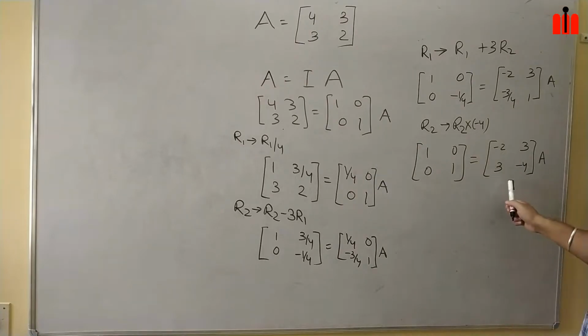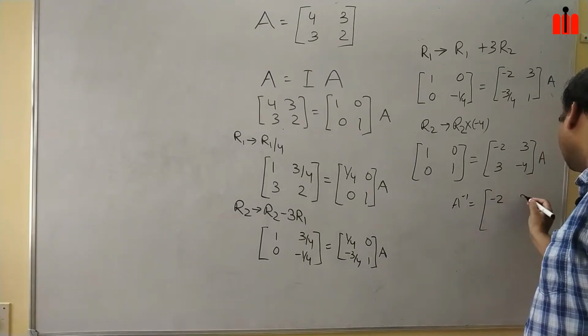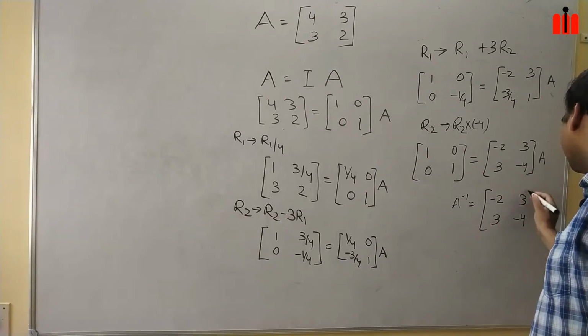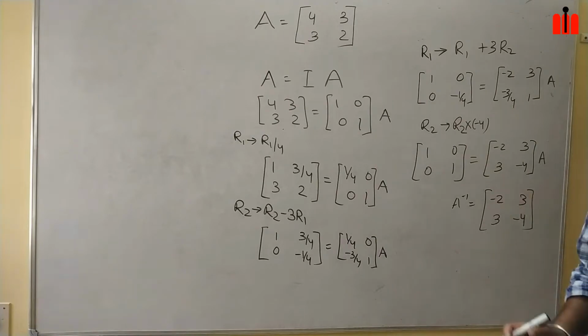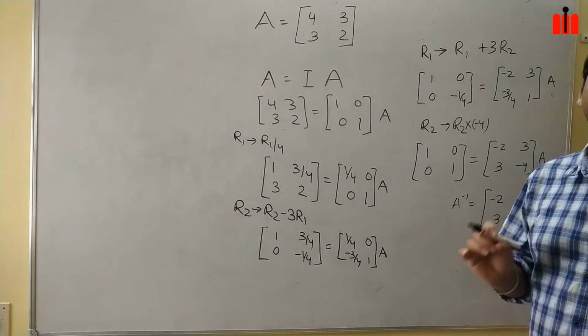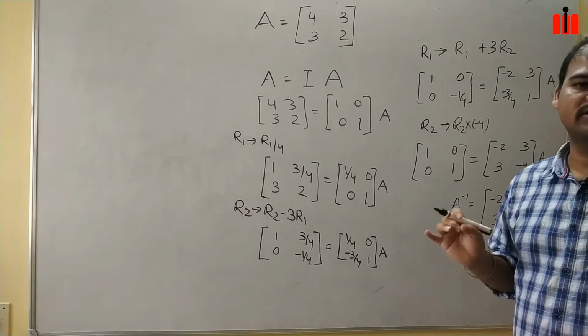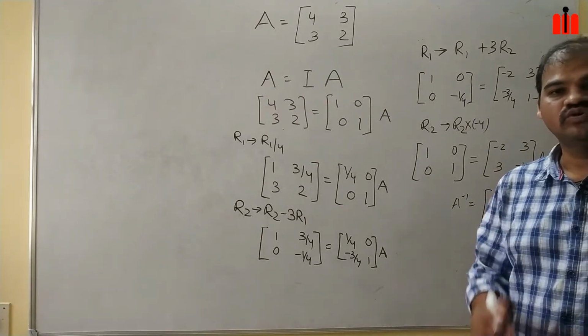Okay, the multiplication of this matrix and A is an identity matrix. So that means this is the inverse of A. So what is A inverse now? A inverse is minus 2, 3, 3, minus 4. So this will be the inverse of 4, 3, 3, 2. Are you getting it? So this is how we have to perform the elementary operations to get the inverse of the matrix. This is a 2 by 2 matrix. Now let's move on and we will do a 3 by 3 matrix.